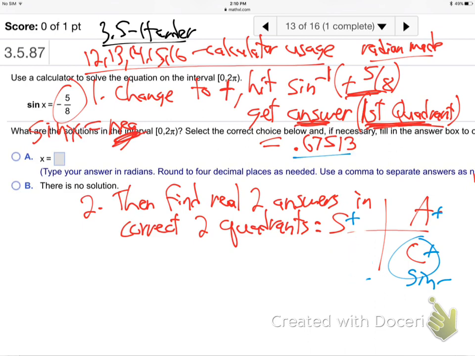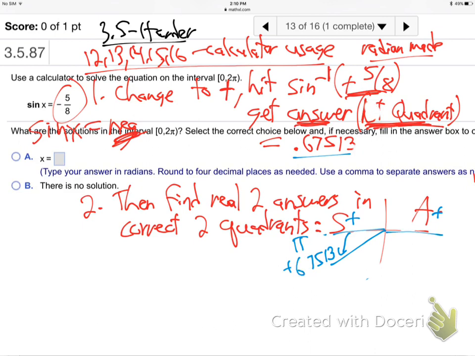How do you do it? Well, remember that's the reference angle. So you've got to take pi and add 0.67513 to get the third quadrant answer, and over here 2 pi minus 0.67513 to get the fourth quadrant.